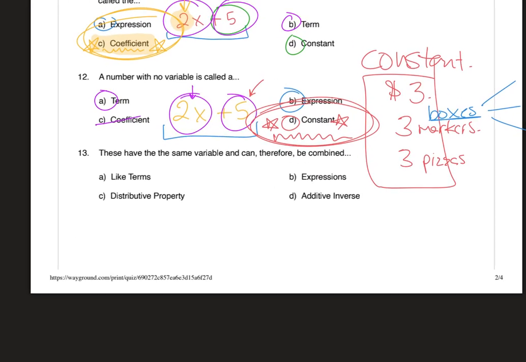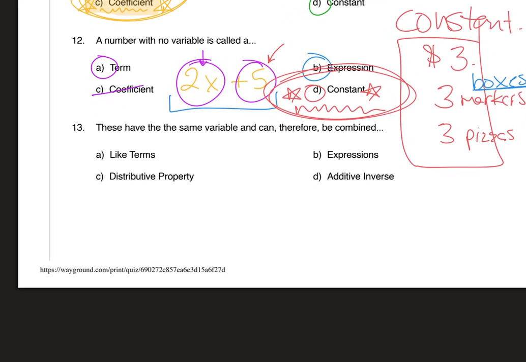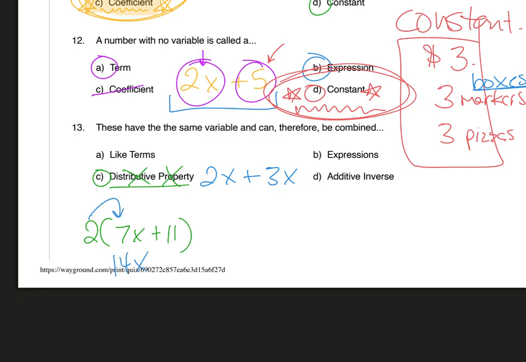Okay, these have the same variable and can therefore be combined. What are these? Well, if you have something with the same variable, like maybe 2x and 3x, they have the same variable. Is this the distributive property? No, not at all. What we've been doing is the distributive property. This is the distributive property. 14x plus 22, that's the distributive property, so that's not it.